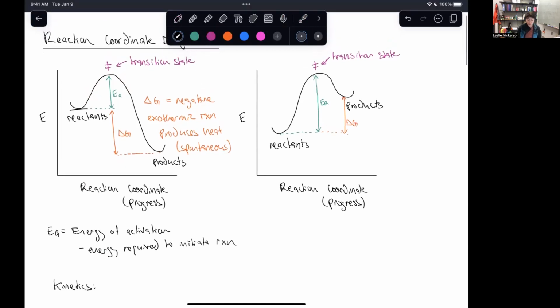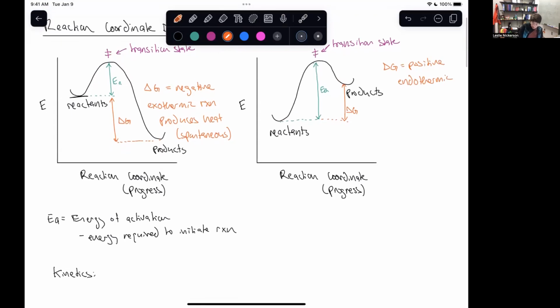In this case, though, if we're looking at this minus this, that is going to be a positive number this time. So delta G is positive here. That means that this reaction is going to be endothermic, meaning it needs heat. So you have to put heat in, some sort of energy in, to allow this reaction to occur. Okay, so that's kind of the basics of this.